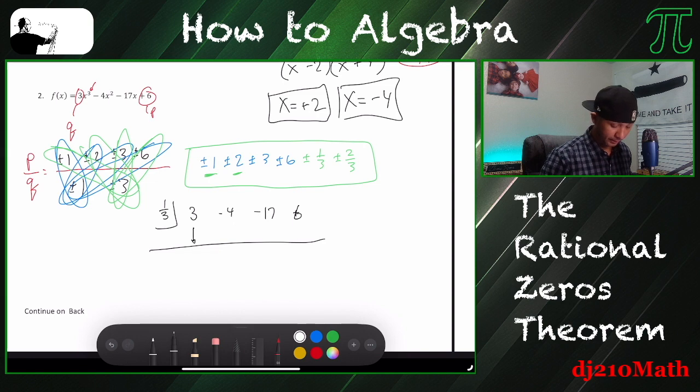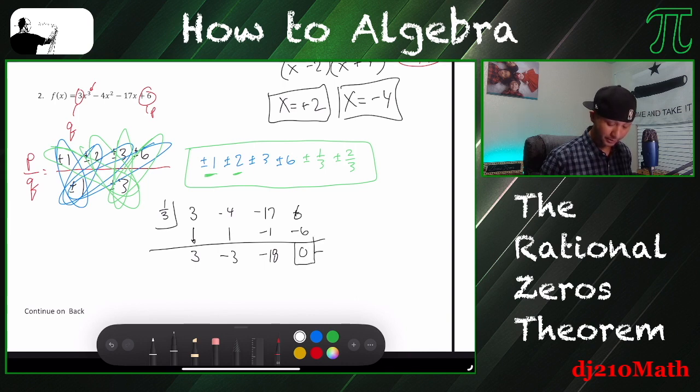Okay, let's bring down the 3. I got to multiply by 1/3. So 3 times 1/3. The 3's cancel, making a 1. You can check the math on that. Pause the video if you want. Add. So this is going to be -3. Again, times 1/3 will be -1. Plus -17 gives me -18. Times 1/3, or divided by 3, really, will give me -6. -6 plus 6 will give me 0.